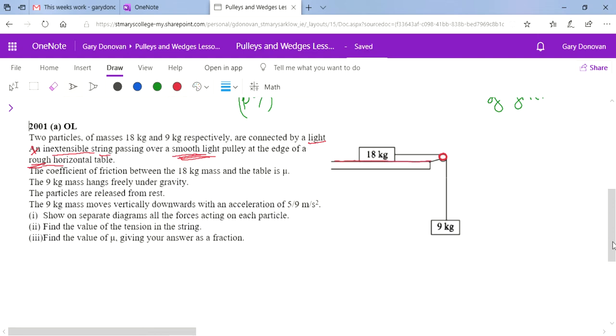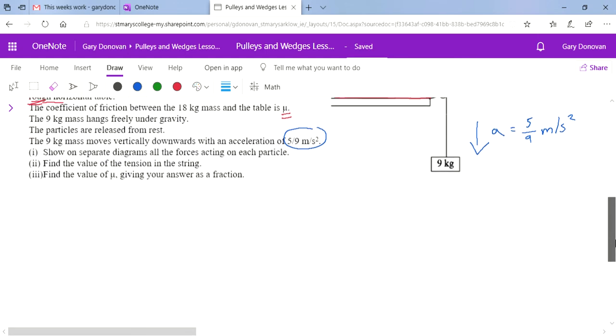The coefficient of friction between the 18 kg mass and the table is mu. The 9 kg mass hangs freely under gravity. The particles are released from rest. So when they're released from rest, we assume this is going to move down with an acceleration a, and this will move to the right with an acceleration a. The 9 kg mass moves vertically downwards with an acceleration of 5 over 9. So they actually give us the value of this. It's 5 over 9 meters per second squared, and this is 5 over 9 meters per second squared. Show on separate diagrams the forces acting on each particle and find the value of tension in the string.